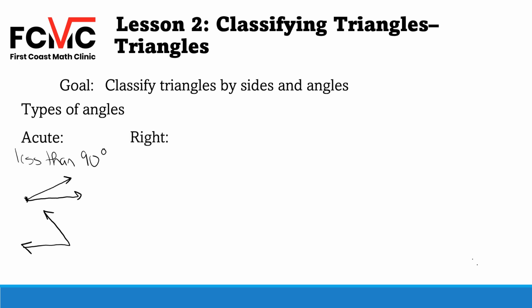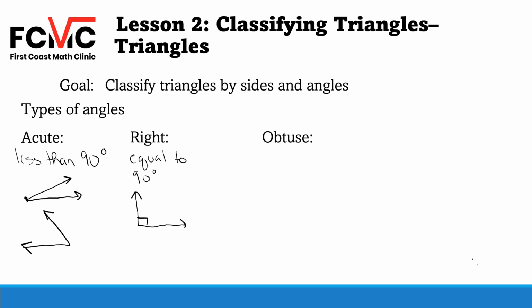Next type of angle is going to be our right angle, which is equal to 90 degrees. So our two rays are going to meet like this. And we're going to have our right angle square at the vertex to indicate that it's a right angle.